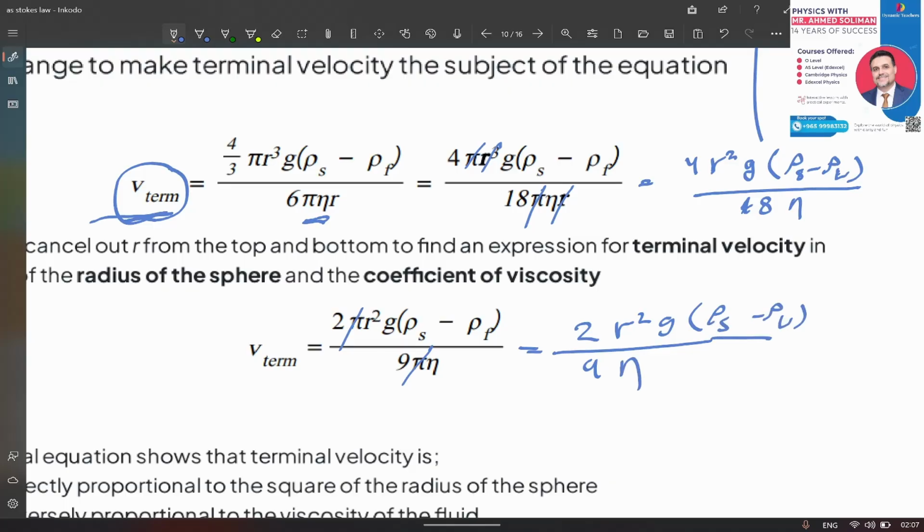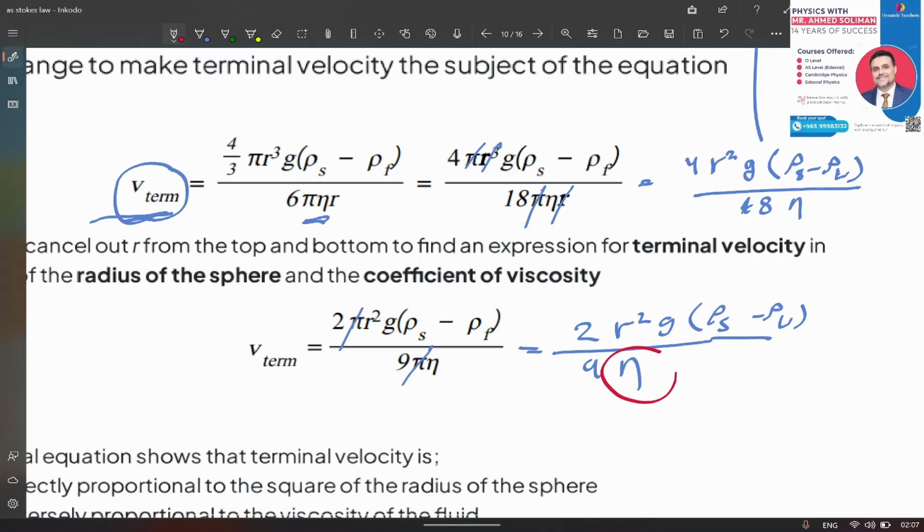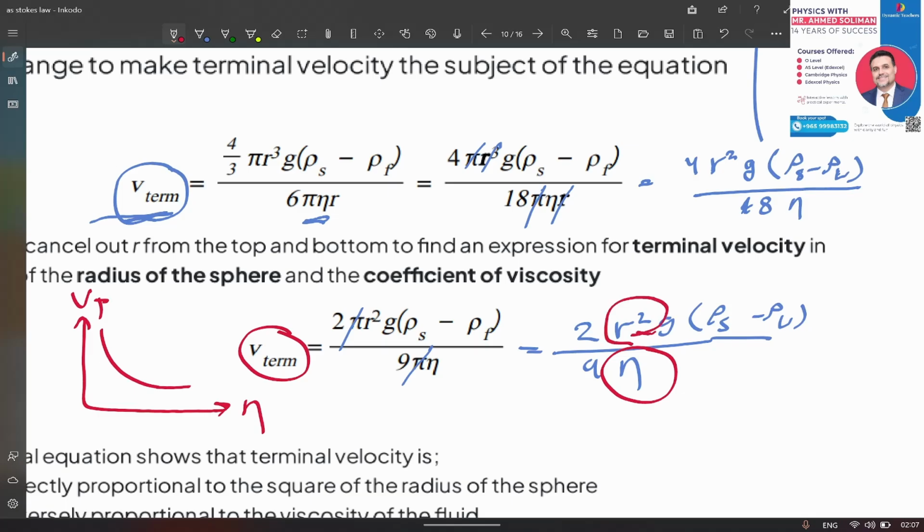As you see, what is the relationship between viscosity and the terminal velocity? Inversely proportional. So as viscosity increases, V terminal will decrease. And also, what is the relationship between V terminal and r squared? It's what?